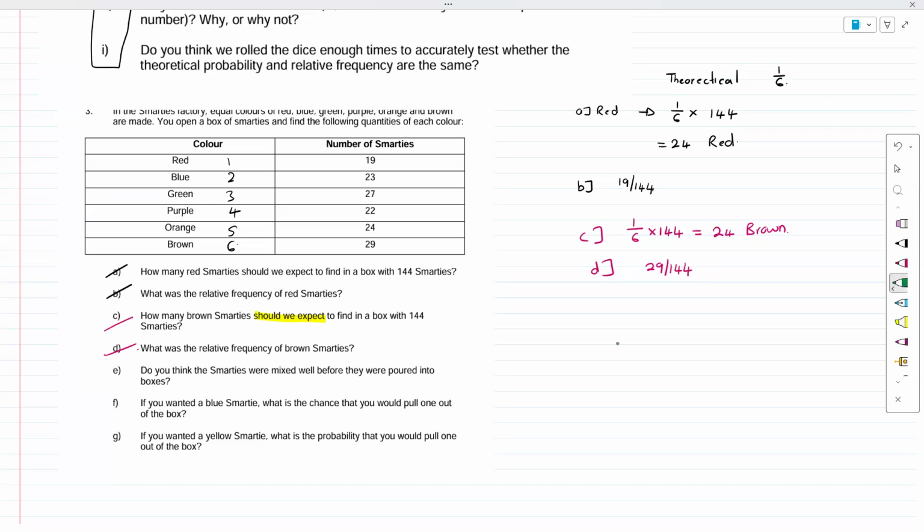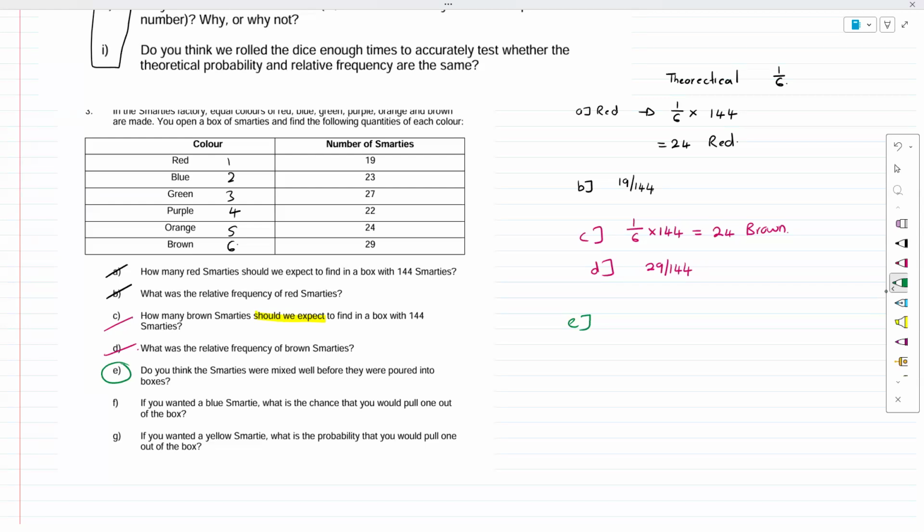Let's go with the next one. Do you think the Smarties were mixed well before they were poured into the box? Guys, this is a yes or no question. It's up to you. I would say yes, because everything is generally around the 20s, 24. I mean, it's not perfect, but there's no outliers in stats. There's no outlier where one is in the 50s and one is in the 10s and one is in the 30s. It's generally mixed well.